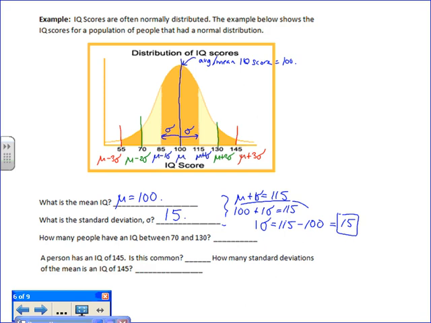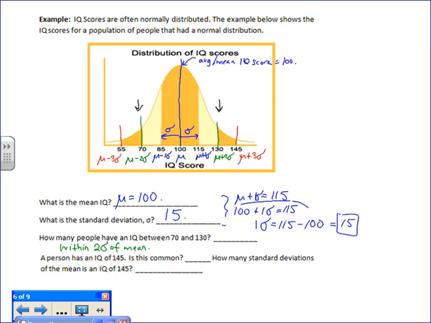How many people have an IQ score between 70 and 130? Well, let's have a look. Where's 70? Right here. Okay, where's 130? Right here. So between 70 and 130 represents, let's see, that's within 2 standard deviations of the mean, because 70 is at the mean minus 2 standard deviations, and 130 is at the mean plus 2 standard deviations.